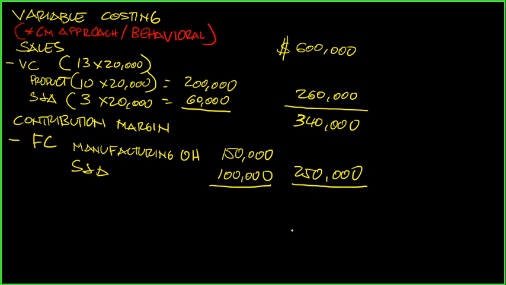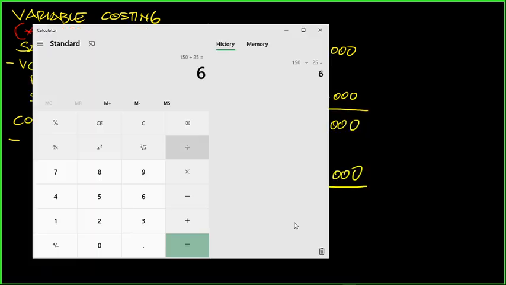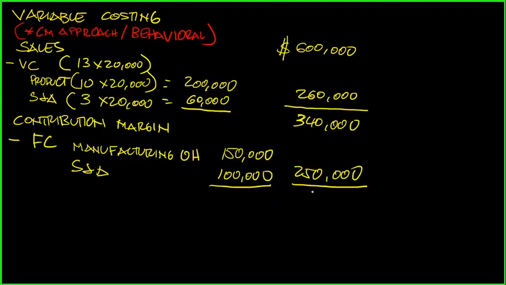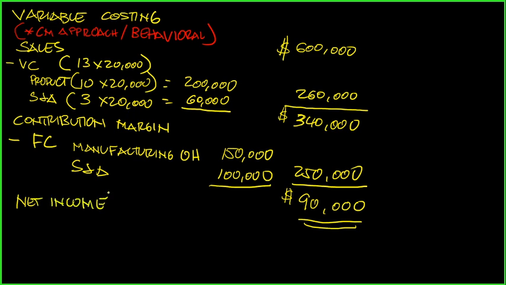340 minus 250. Ewan ko ba't hindi na kaya ng utak ko. 340. Low-bat na. Minus 250. 90. Ayun. So we have $90,000. This is now our net income using the variable costing.